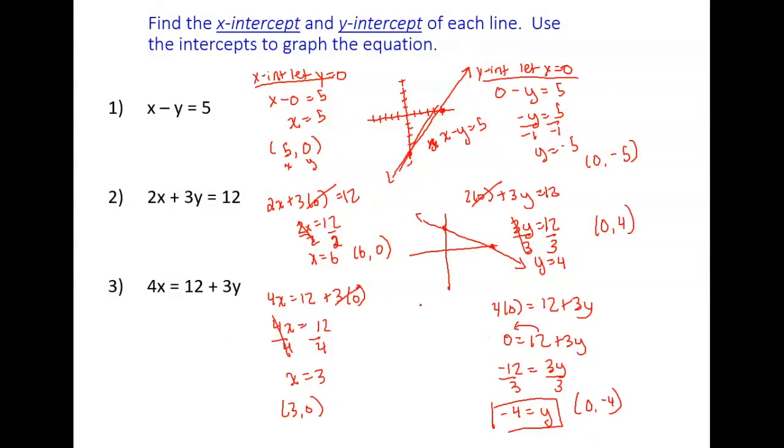So this is another way that we can calculate, just putting in a 0 for y and a 0 for x, and that gives us our 2 points on our graph, and we can graph that linear equation. So let's go and graph this one. So we have 3 and 0, and 0 and negative 4, so around there. So this is our graph.